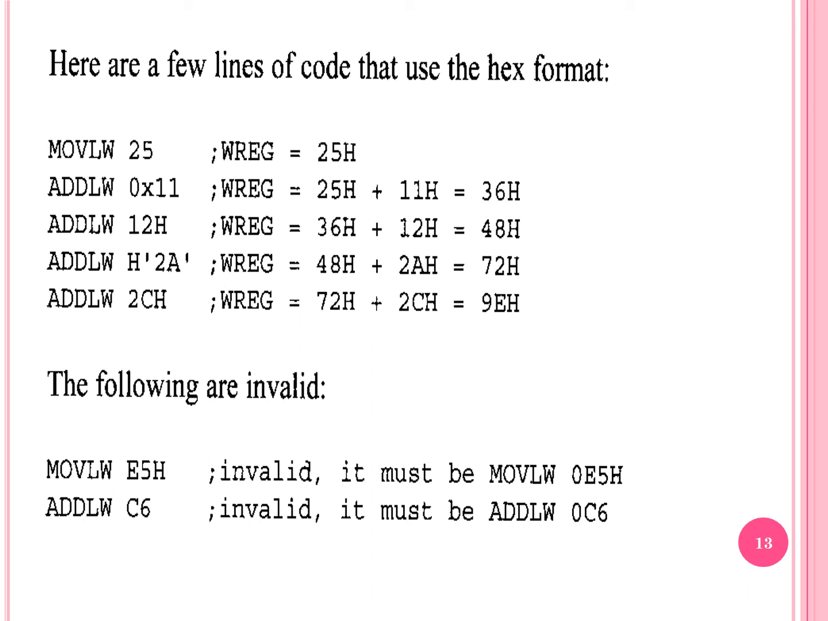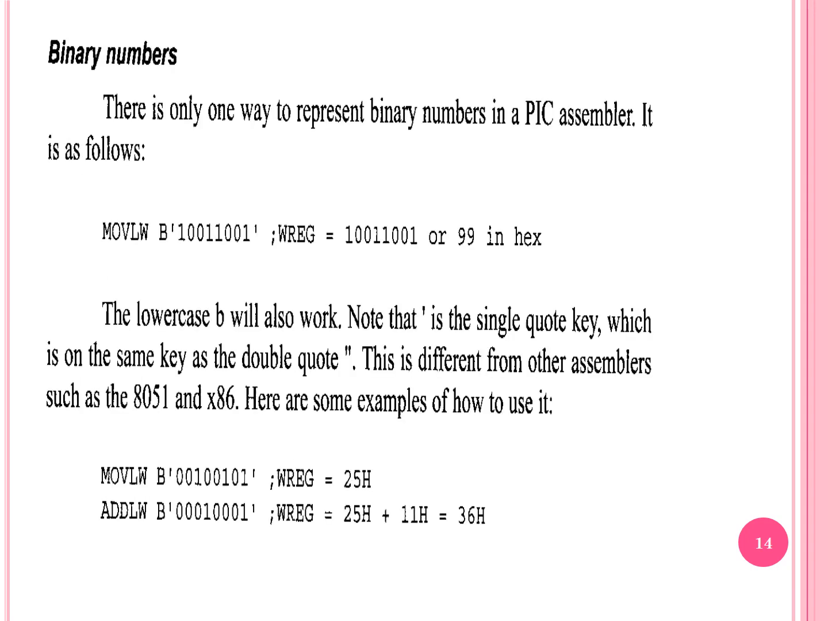Now here see, if we just write MOVLW E5H like this, it will not be able to understand. This is invalid notation, it will give you an error. Whenever a hexadecimal number begins with a symbol in the range A to F, you have to precede it by 0. Suppose I have written ADDLW C6, this is invalid. You have to write ADDLW 0C6. So this is mandatory.